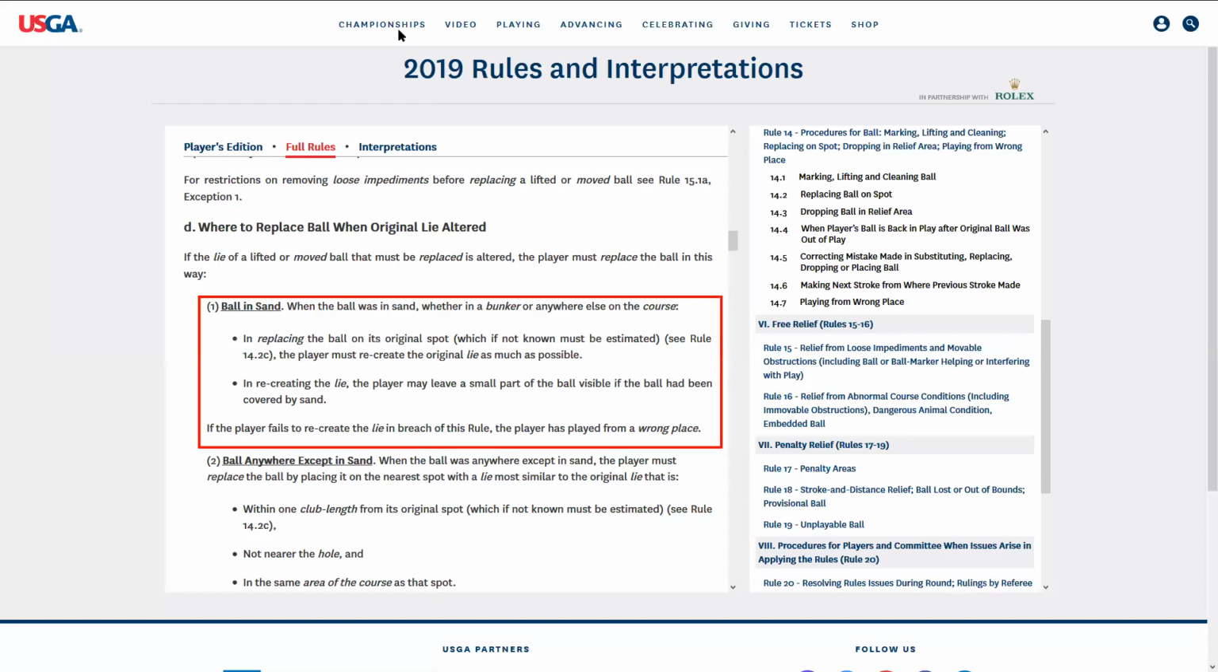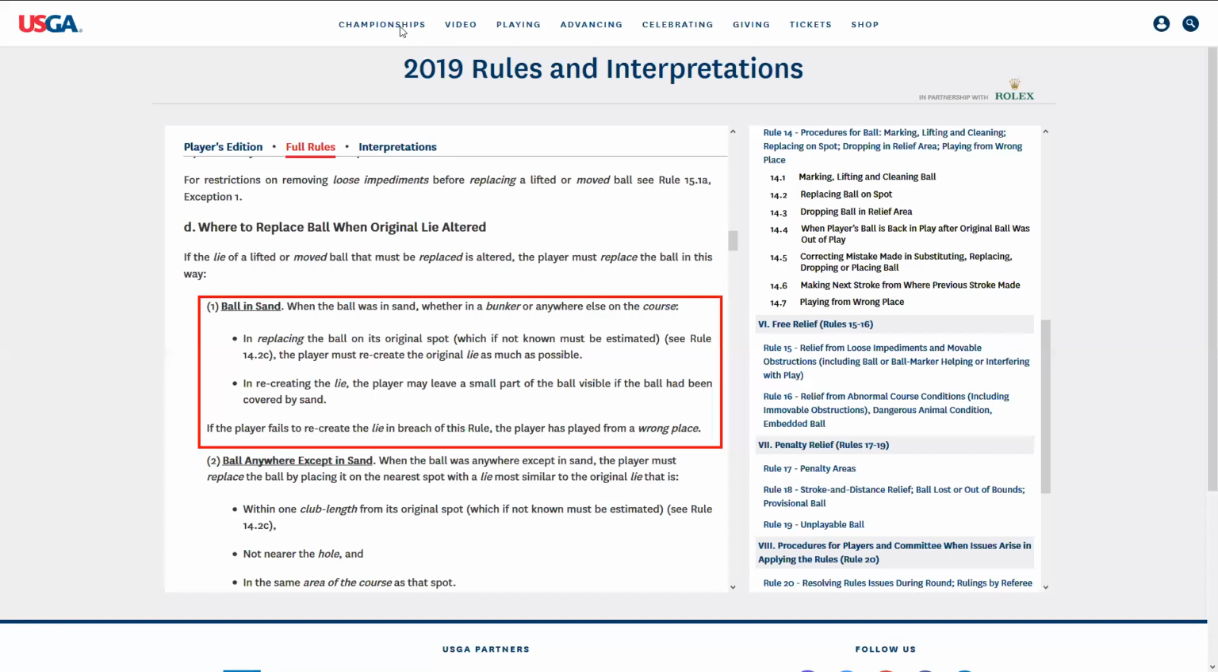Part 2, ball anywhere except in the sand. When the ball is anywhere except in sand, the player replaces the ball by placing it in the nearest spot with the lie most similar, that is, within one club length, not nearer the hole, and in the same area of the course. And notice it does not say you get to pick a spot that is within one club length. It says you must pick the nearest spot most similar. But under no circumstances can you go more than one club length.